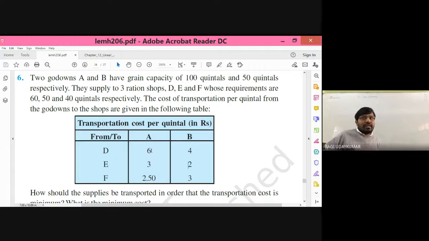So 10 quintals here and 20 quintals there, assume just 30. The remaining 70 should be sent to F. Whatever the capacity is, they have to divide it. In the same way, 50 quintals is given for godown B. Whenever you take a question, first try to understand it, so that you can easily go for the solution.